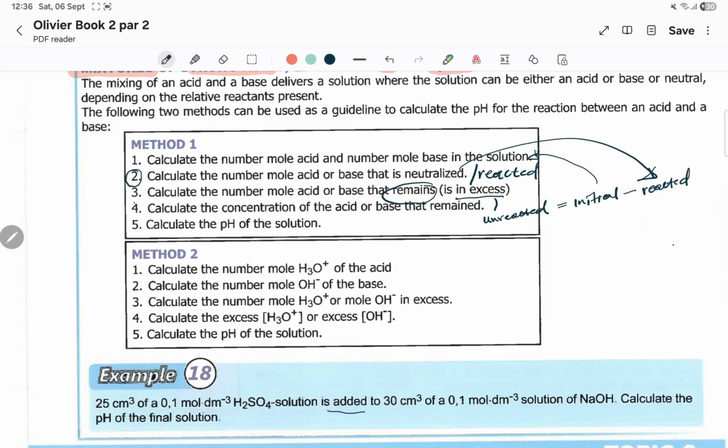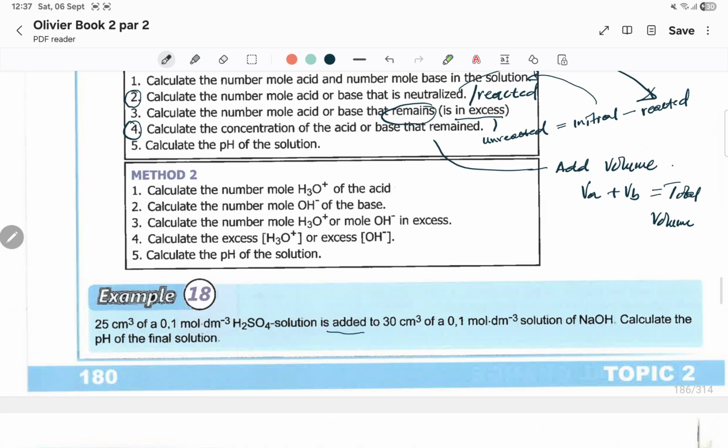Then we have step 4: calculate the concentration of the acid or the base that remained, because now, with the mixing of acid and a base, in this step we're going to add the volumes. So it will be the volume of the acid together with the volume of the base. That will be the total volume. Then, step 5, we calculate the pH of the solution. This is the final stage. We are going to calculate the pH of the solution.